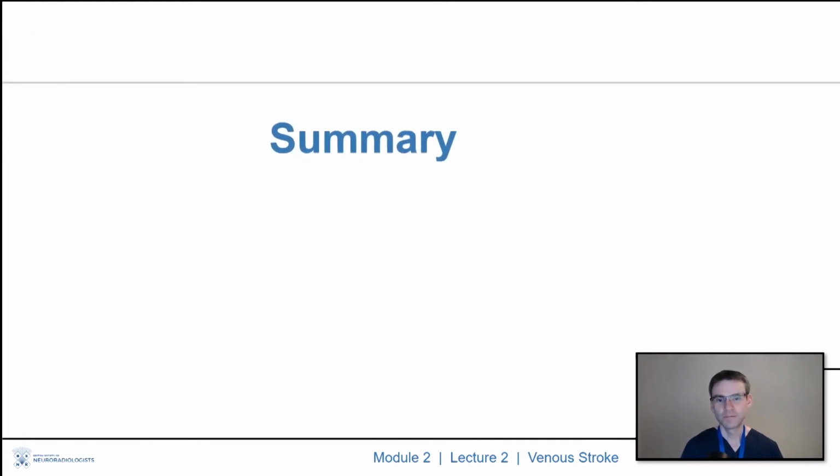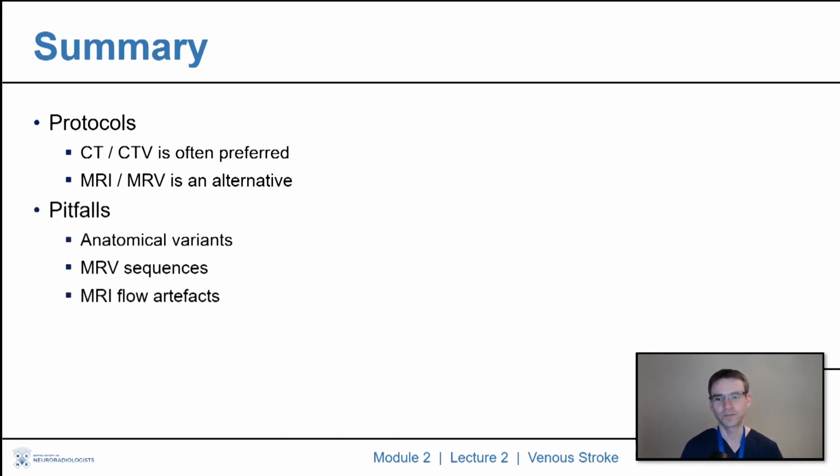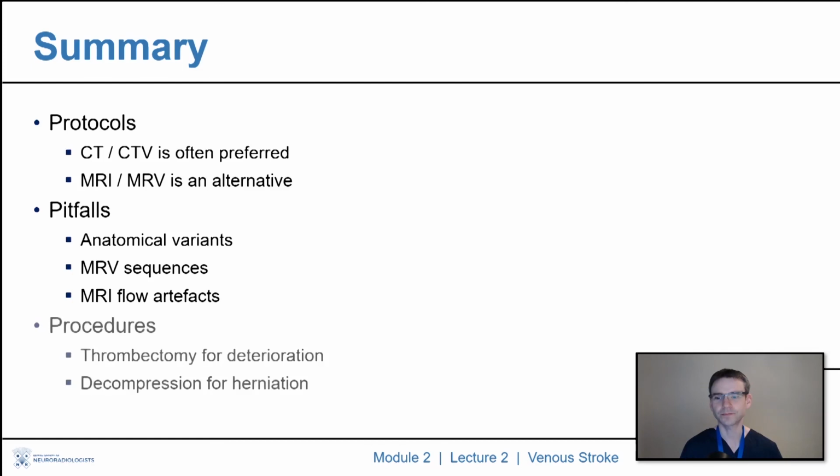So, in summary, in the webinar, we looked at protocols. My personal preference is CT and CT venogram, but MRI and MR venogram's a perfectly reasonable alternative to make the diagnosis of venous stroke or venous sinus thrombosis. We talked through pitfalls like anatomical variants, the different MRV sequences we might use, and then the advantages and drawbacks of those, and flow artifacts in MRI that can sometimes fool us.